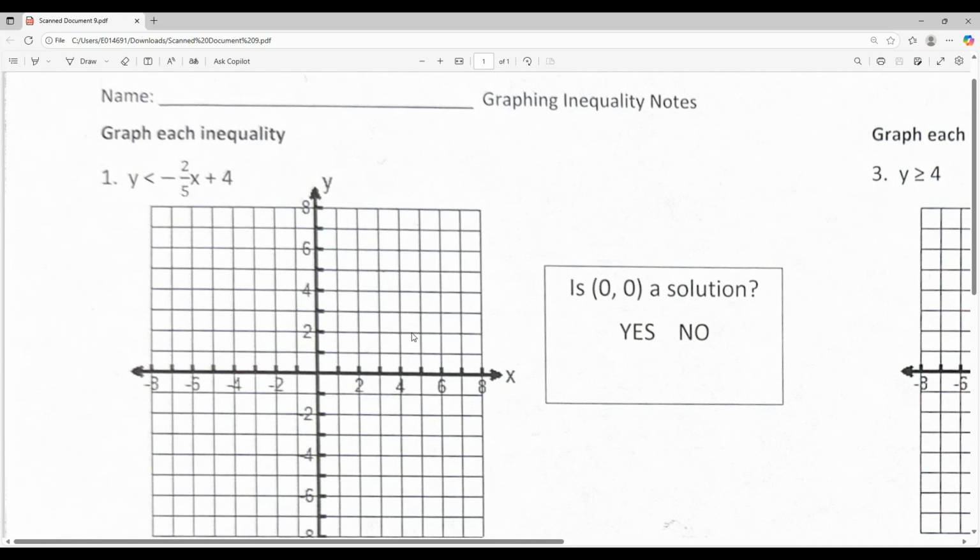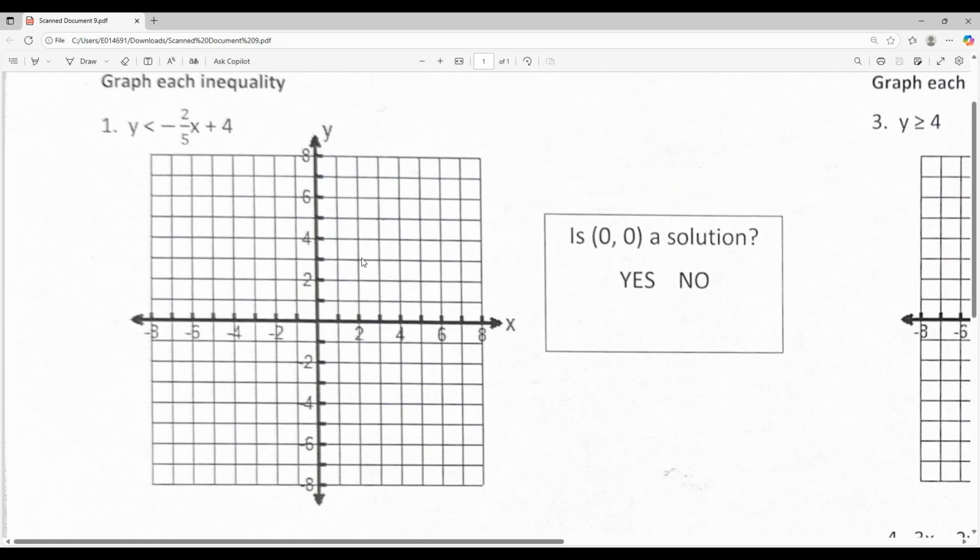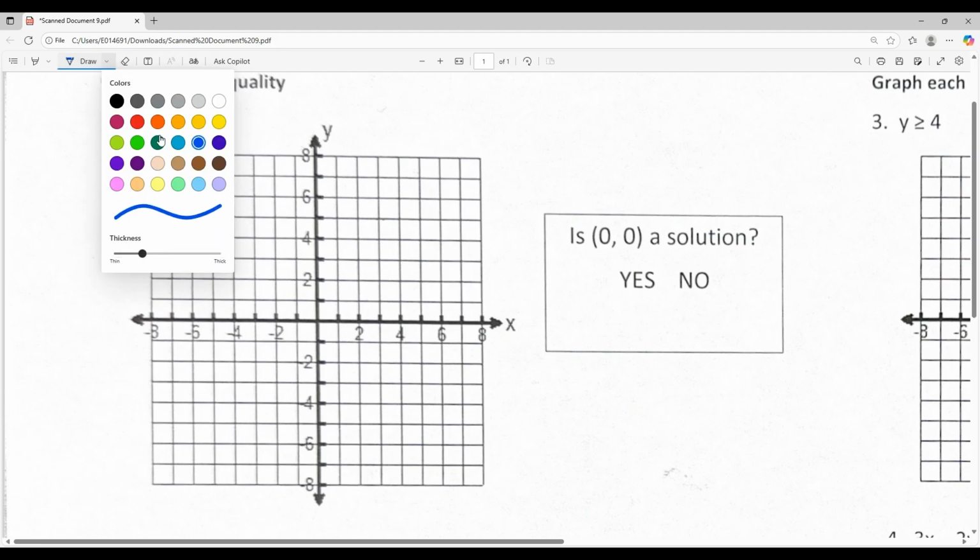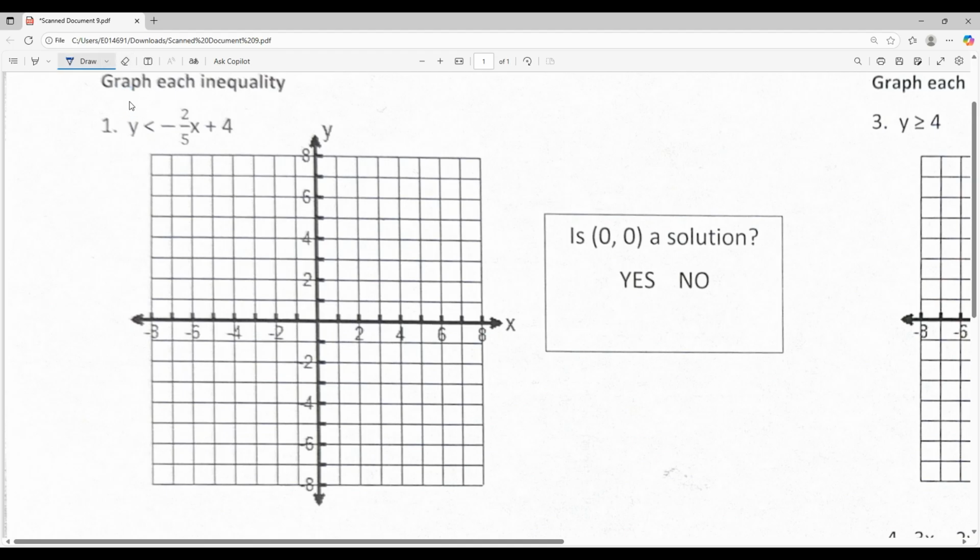Okay, so we're going to talk about question number 1. Now, here's a couple of things, and this is going to show how everything in algebra builds on what we've learned previously. This equation is in slope-intercept form, y equals mx plus b.